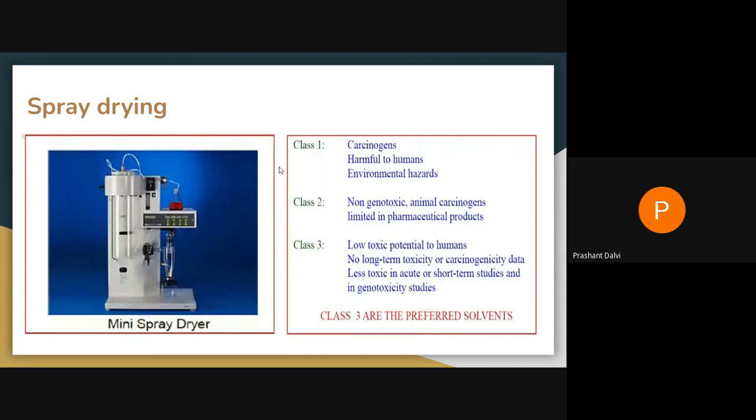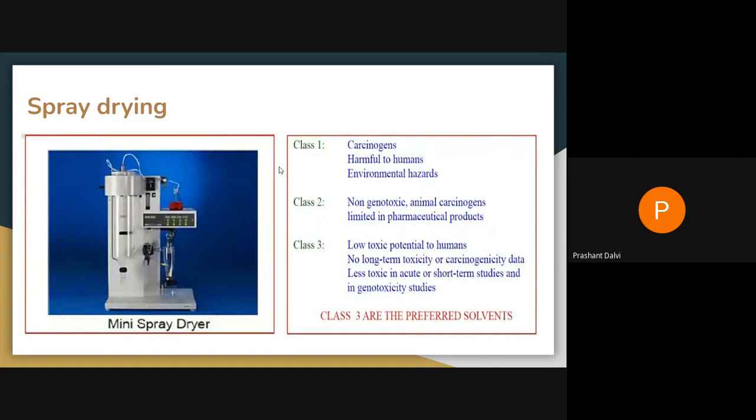Class 1, 2, and 3 solvents are generally used. Class 1 solvents are carcinogens, harmful to human beings and environmental hazards. Class 2 solvents are non-genotoxic animal carcinogens, limited in pharmaceutical products.